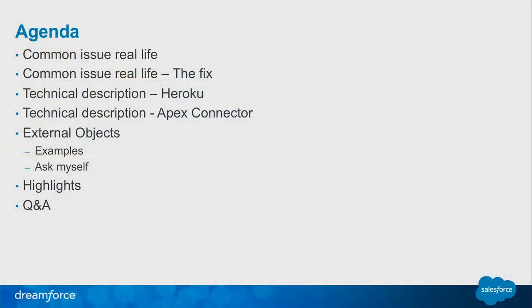Okay, this is the agenda. Today we will present a common real-life user problem, how to fix it, some technical description about it, talk more about external objects, some examples, and finally some highlights. At the end of the session we will have a few minutes for questions and answers. Apart from Andy and myself, we have here one of the external object featured technical architects, so if you have more technical questions, we can ask him directly.